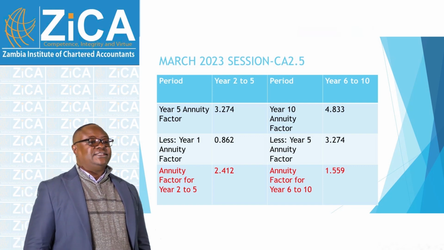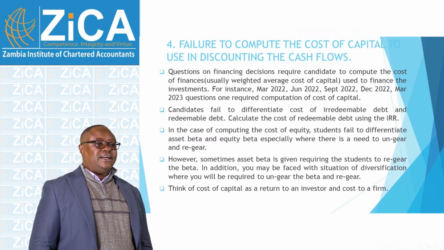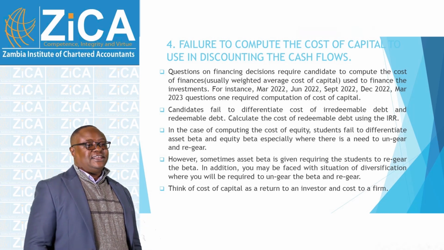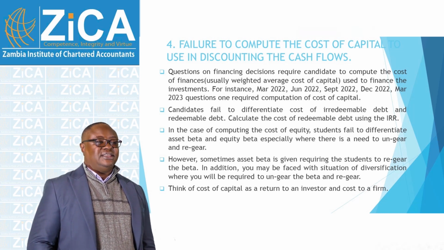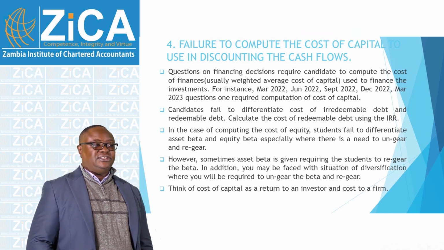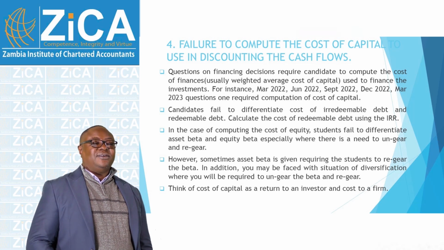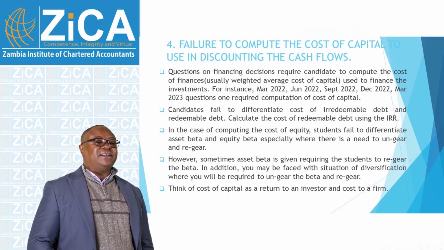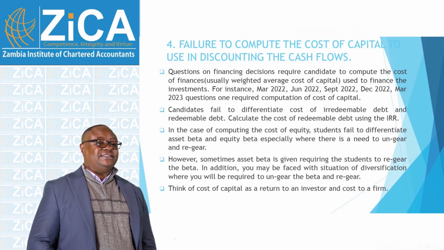Let's move on and look at common mistake number 4. Failure to compute the cost of capital to use in discounting the cash flows. The example I'm just giving you required that you estimate the cost of capital, which was giving us 16%. Now, the question on cost of capital is always there in the exam. It will either form part of the investment appraisal question, or it can be asked independently.